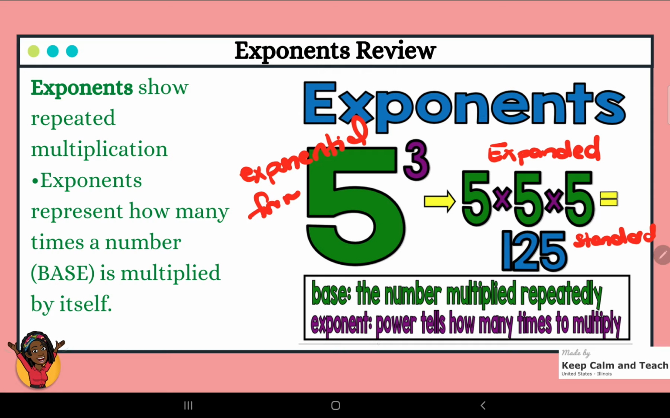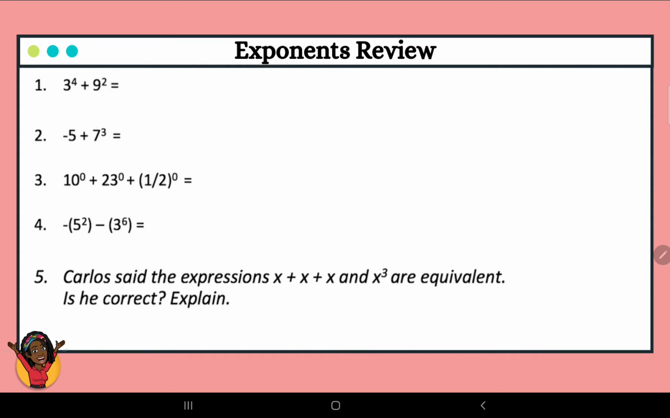Exponents are sometimes considered powers, so those words are synonymous. The 3 is an exponent, which can also be considered a power. So we would read this as 5 to the third power or 5 cubed. Let's take a look at a few examples.